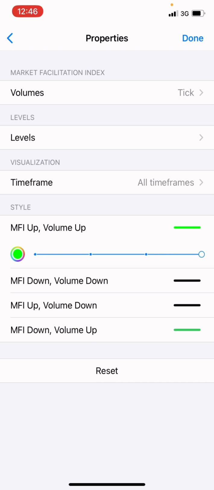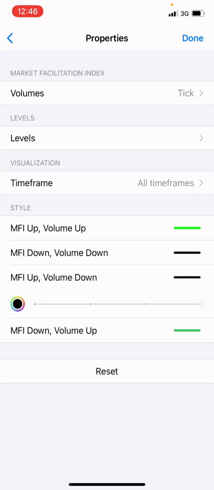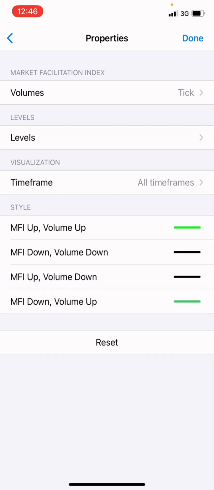Then the volume down color is going to be black, and the volume up is going to be green. Then the volume down again is going to be black, and you choose 4 pixel. Okay, 4 pixel on the color. And the volume up again is going to be green. Then you click on done.